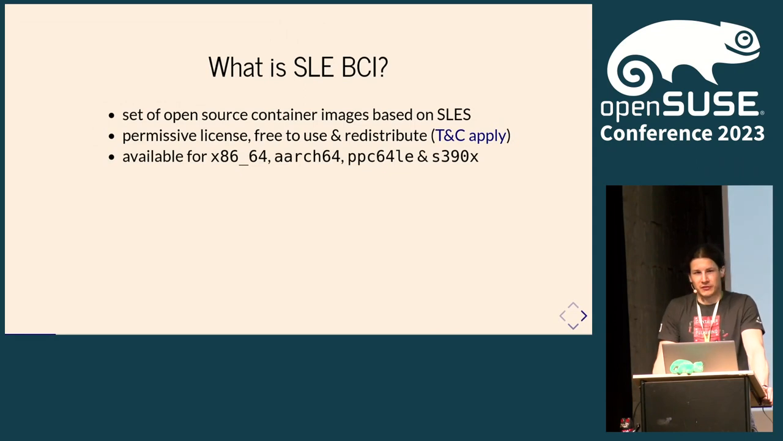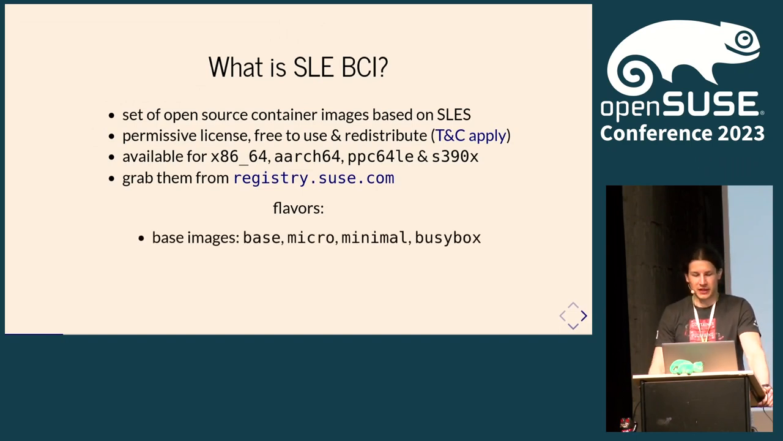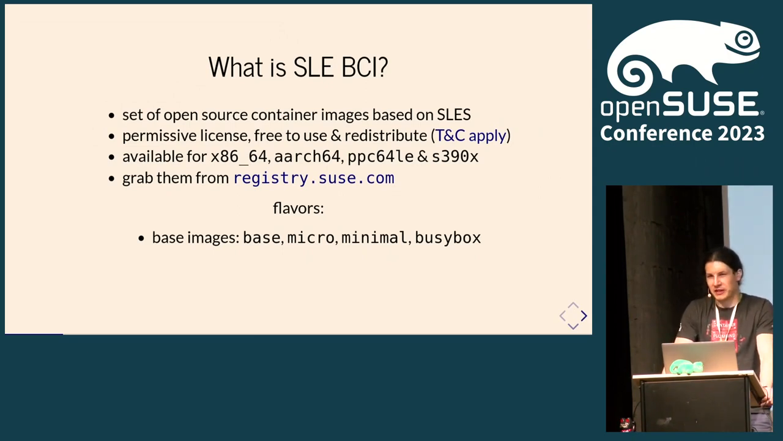They are available for the four big architectures, so for x86_64, AArch64, PowerPC, and S390X. And it's essentially comparable to Red Hat's UBI, so you can get them just on registry.suse.com. And we have three flavors in total. So we have base images, there we have the creatively called base image. The naming could have been from me, but actually this was not my invention. Then we have a micro image, a minimal image, a BusyBox image. That one's relatively tiny for not being based on Alpine.